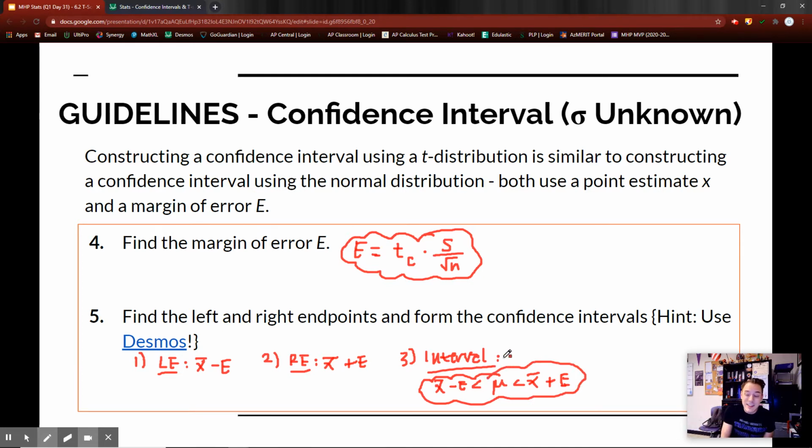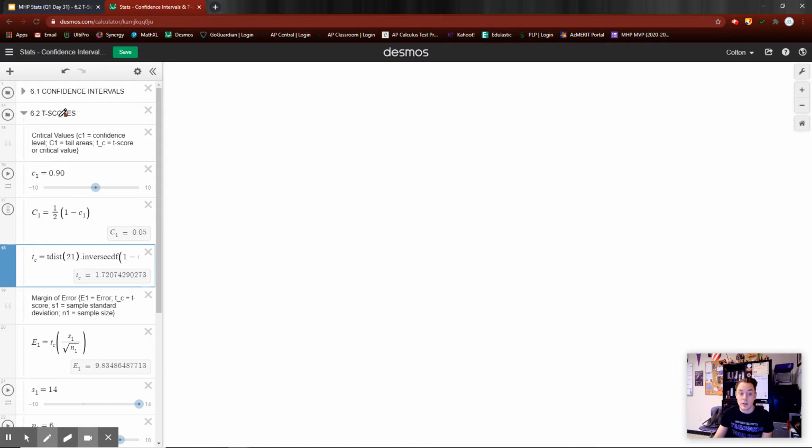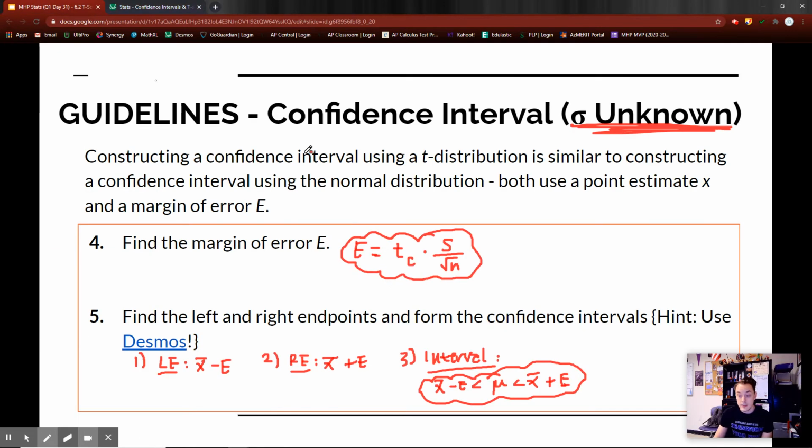And this is exactly the same as 6.1. I see students get this confused all the time. If you don't know your population standard deviation, if it's unknown, that means you're going to be using t-scores, or 6.2. If we don't know that, we have to go through degrees of freedom, and we have to use my sample standard deviation here. That's all it is.